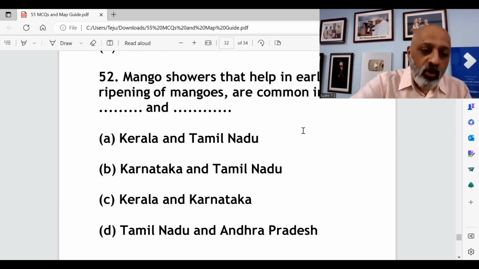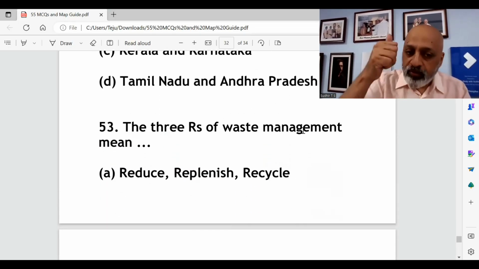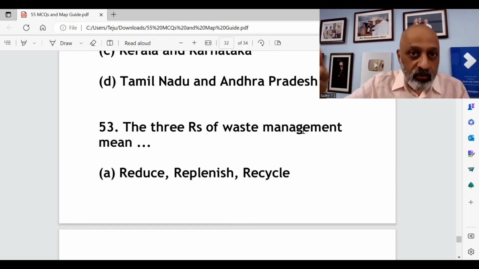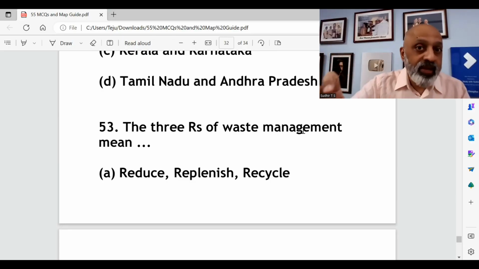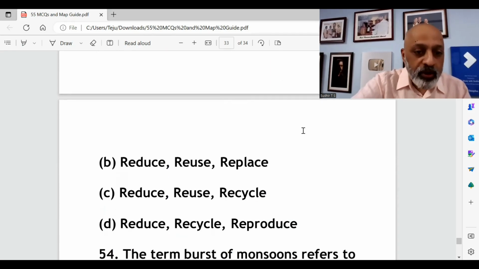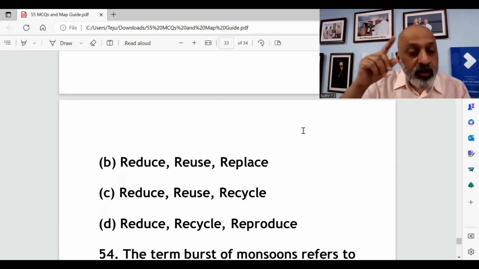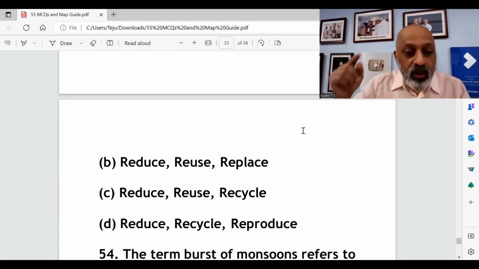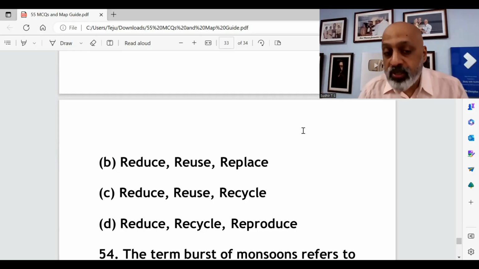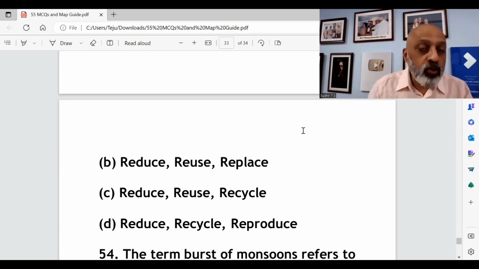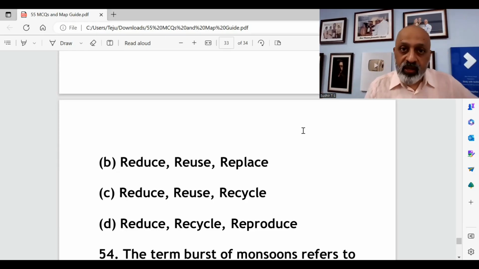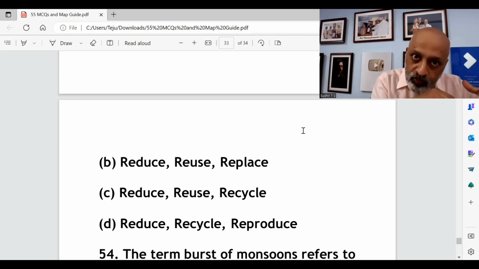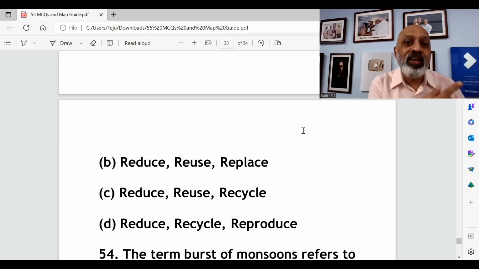The 3 R's of waste management mean reduce, replenish, recycle. Please understand and remember this because this can get confusing if you look at the options. Reduce, reuse, replace, reduce, reuse, recycle, reduce, recycle, reproduce. The correct option is C, reduce, reuse and recycle. यानी कि कम करो waste को, उसको reuse करो और उसको recycle करो.